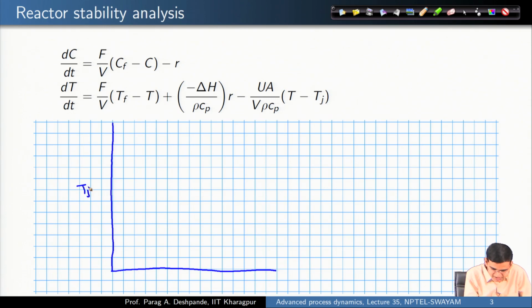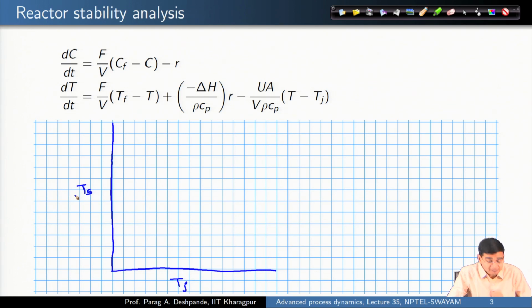T jacket here versus T steady state here. In general, what would you expect? Well, if I set some flow rate of the fluid in the jacket, and that jacket fluid has some temperature, then because of the heat exchange at steady state, I must get one unique value of the steady state temperature inside the reactor.